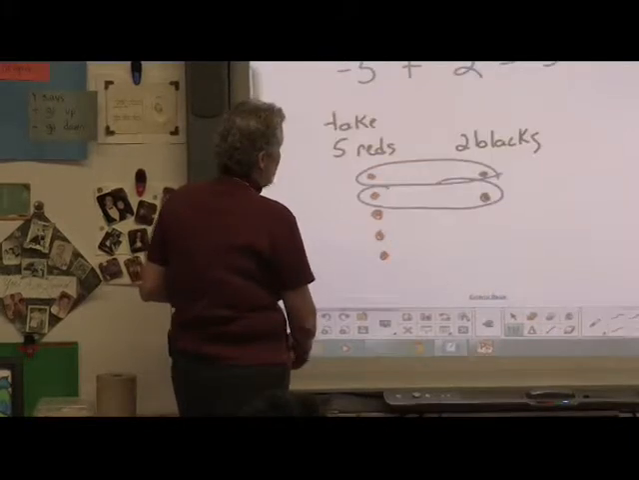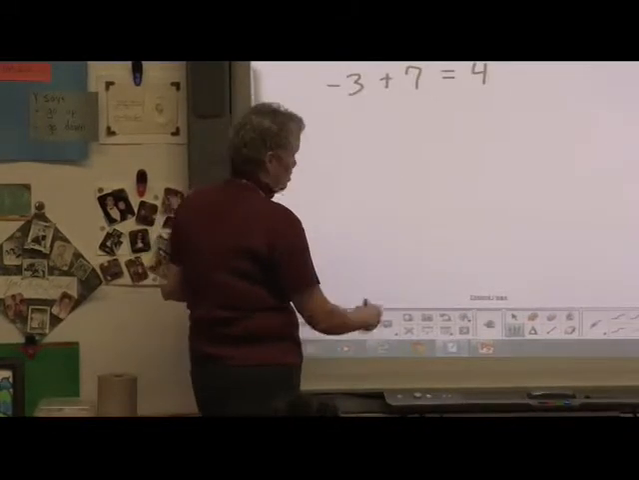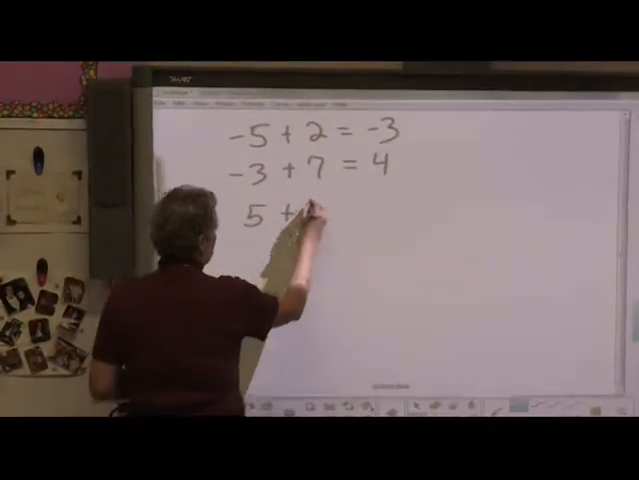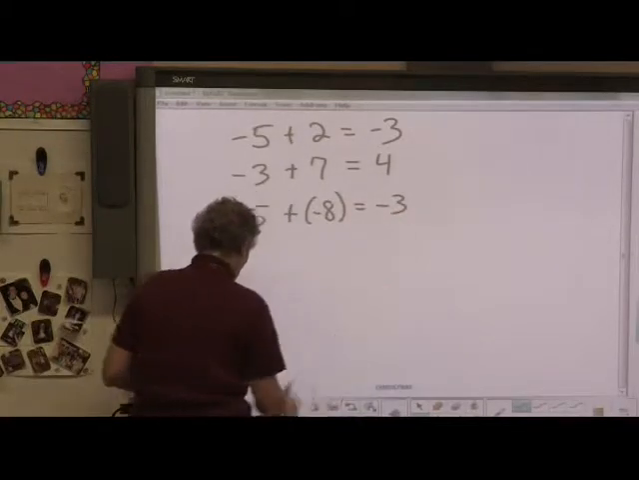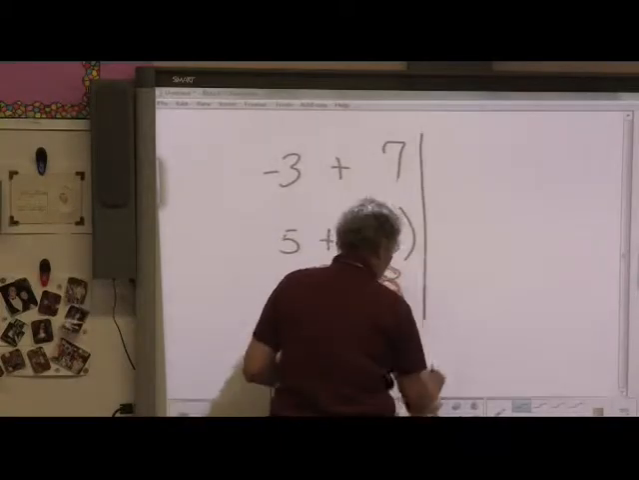So now let's go back to my summary board. Because now I have 5 plus -8 equals -3. And I'm going to have you try this one.